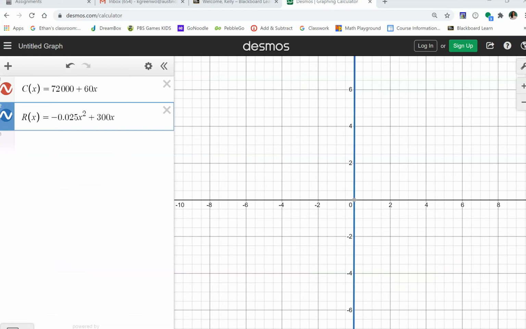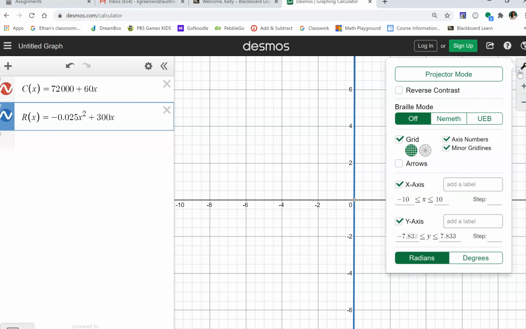Okay, so here we are in Desmos. I've typed in my cost function and my revenue function, and I'm not seeing them here on my screen. And that's because right now my x-axis is only going from -10 to +10. And remember, our domain restriction was from x being between 0 and I think it was 12,000. It was pretty big. So let me go show you how to change that on your settings. You can just zoom out, but that could take a while.